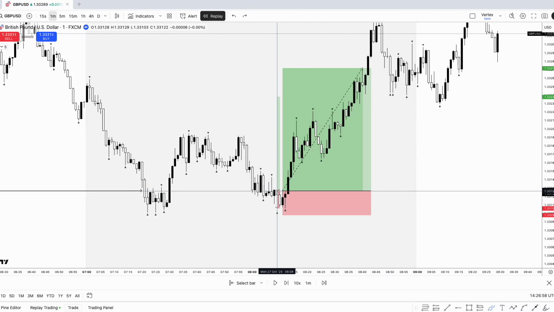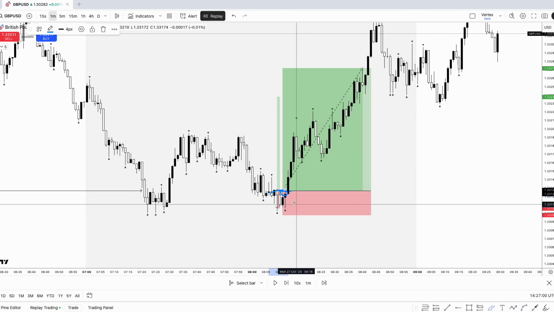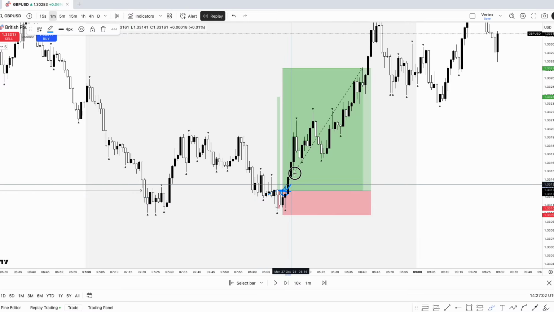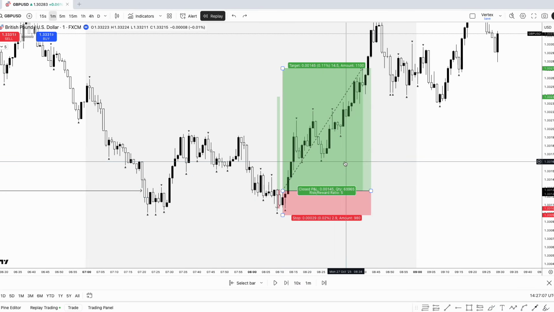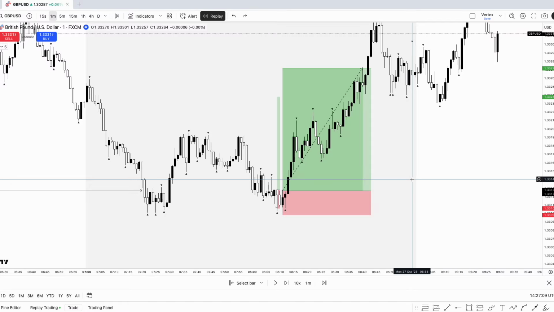What we have is a trigger on the next candle, which just surpasses this candle, and then we have an entry, and that gave us a 5R win for the day. So we have a -1 and 5R, so we're sitting at 4R for the week so far.